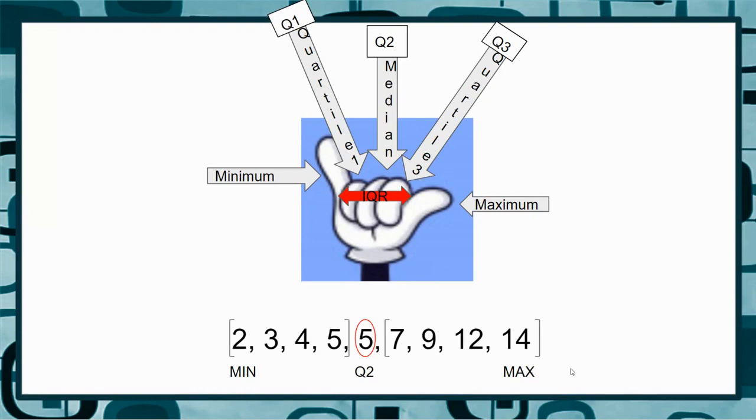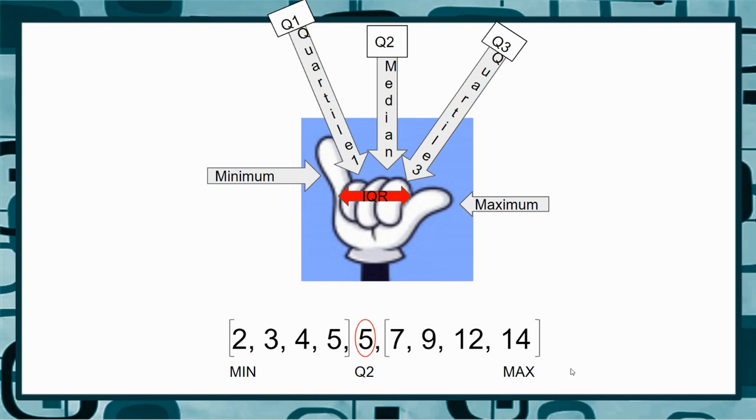We're going to split the data set into two halves, excluding the median. The first half of the data set will go from the minimum to just before the median, 2, 3, 4, and 5. And the second half of the data set will go from just after the median to the max, 7, 9, 12, and 14.